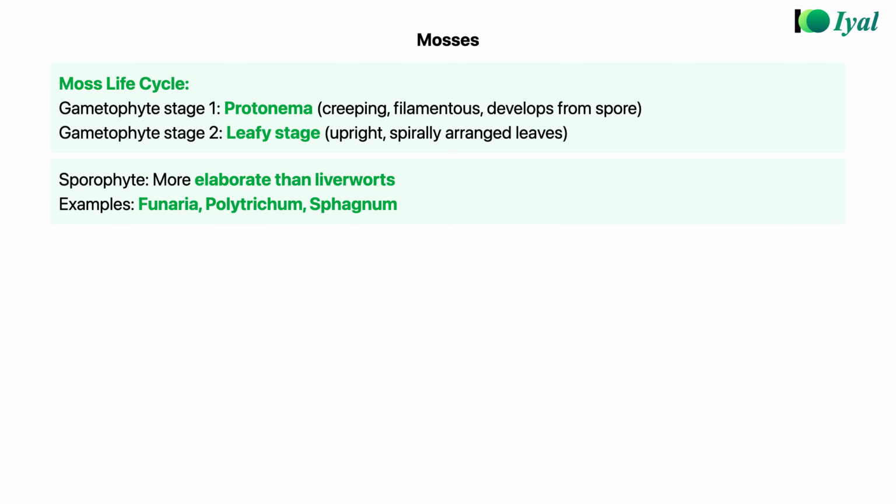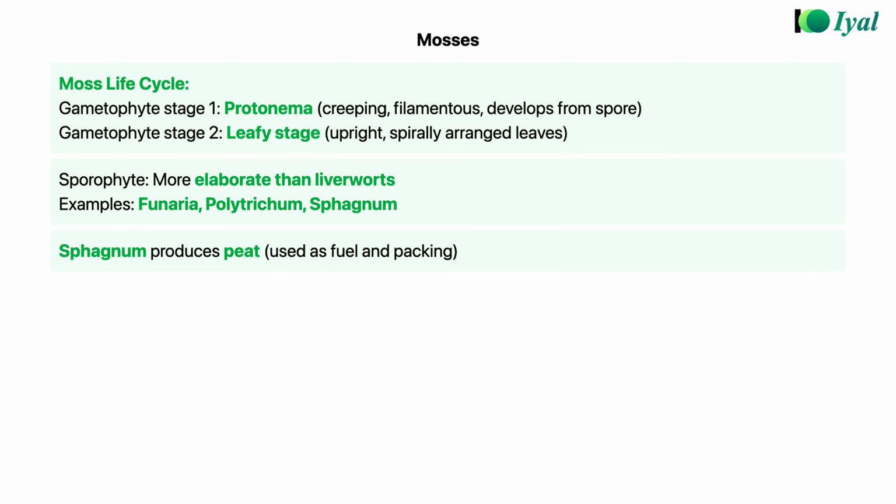The sporophyte in mosses is more elaborate than in liverworts. It still has the foot, seta, and capsule, but they're more developed. The capsule contains spores and has an elaborate mechanism for spore dispersal. Common examples of mosses include Funaria, Polytrichum, and Sphagnum.